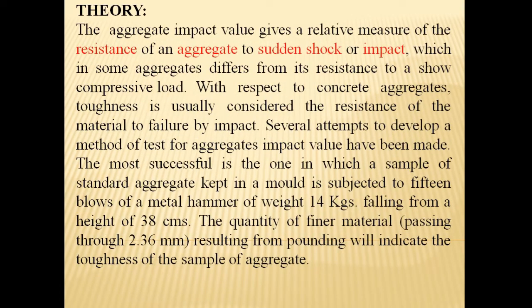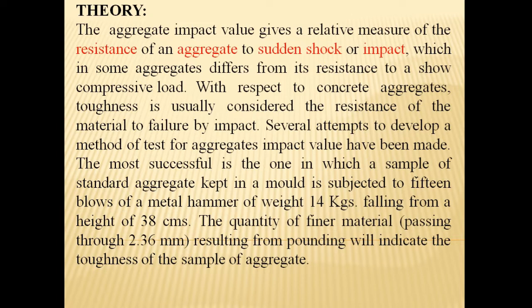Theory: the aggregate impact value gives a relative measure of the resistance of an aggregate to sudden shock or impact, which in some aggregate differs from its resistance to a slowly applied compressive load. With respect to concrete aggregates, toughness is usually considered the resistance of the material to failure by impact. Several attempts to develop a method of test for aggregate impact value have been made.